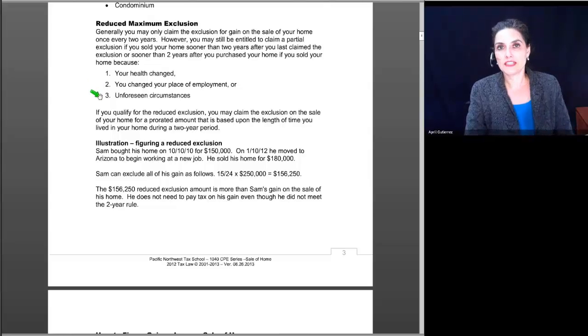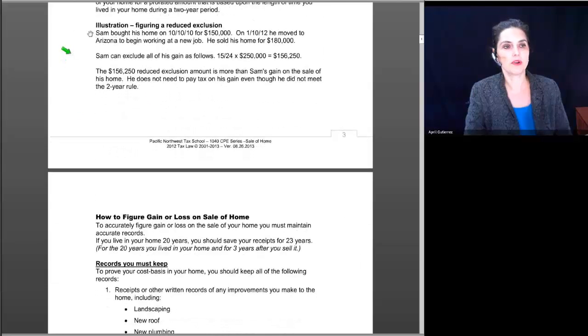other unforeseen circumstances. If you qualify for the reduced exclusion, you may claim the exclusion on the sale of your home for a prorated amount that is based upon the length of time you lived in your home during a 2-year period. And here's an illustration on how that works, figuring a reduced exclusion.